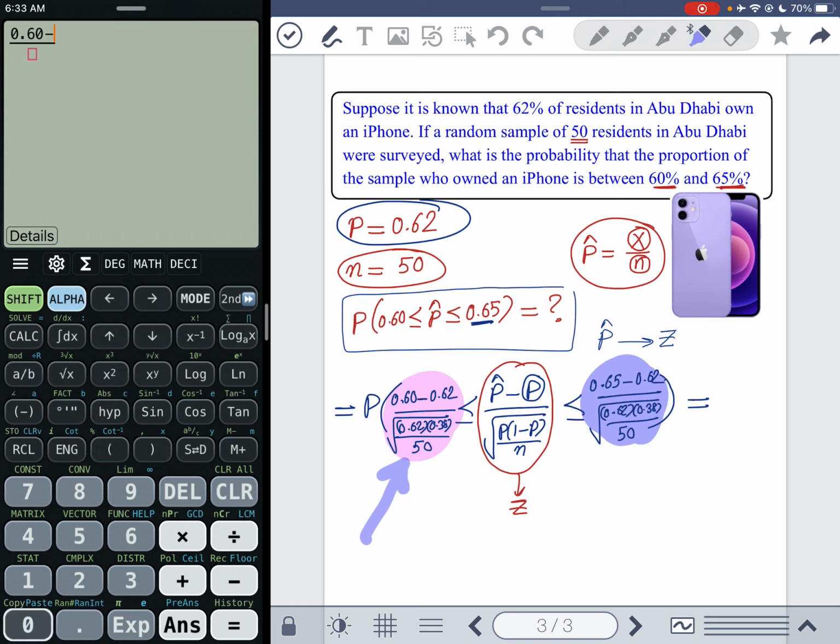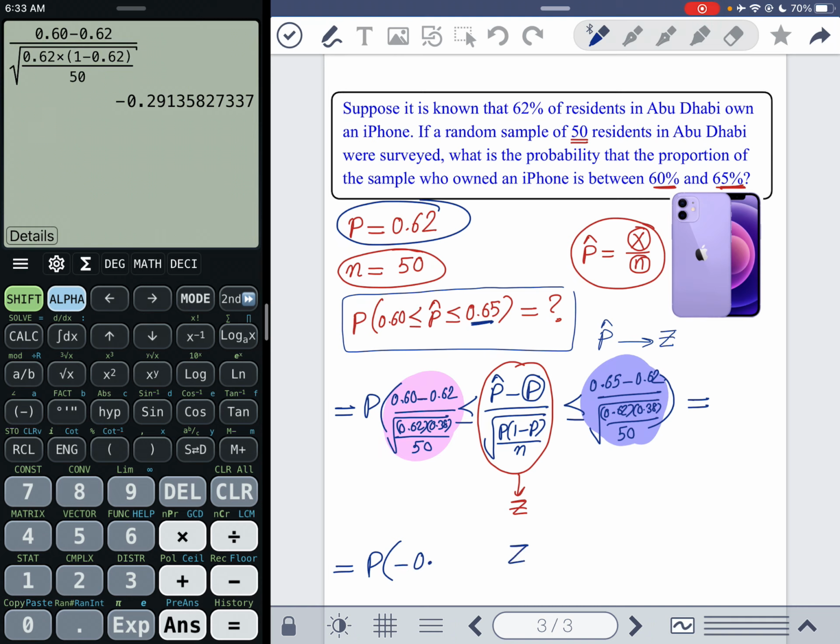0.60 minus 0.62 divided by radical, and then you multiply 0.62 times, and you can say 1 minus 0.62, divided by 50. And so this is, and we take it, let's say, to 2 digits, as we always do with z-scores. So this will be the probability that the z-score is between negative 0.29, and the other one is very simple, just this 60, change it to 0.65. And so this will be 0.44 if you want to 2 digits.